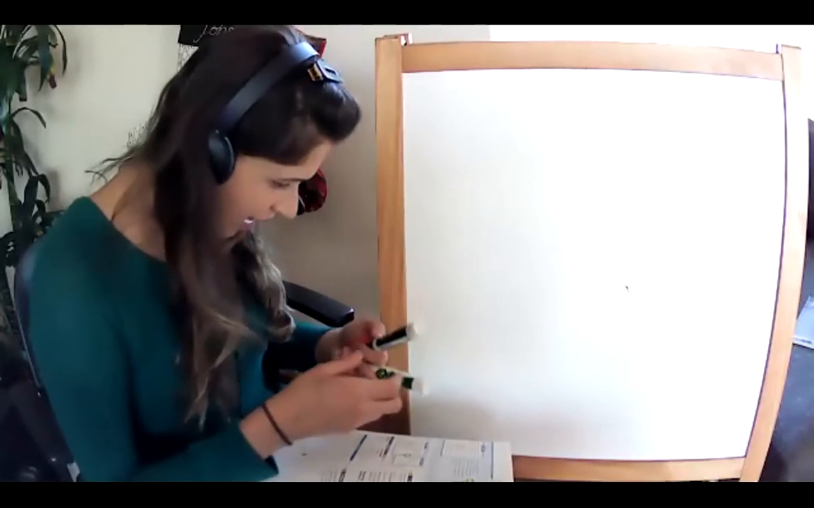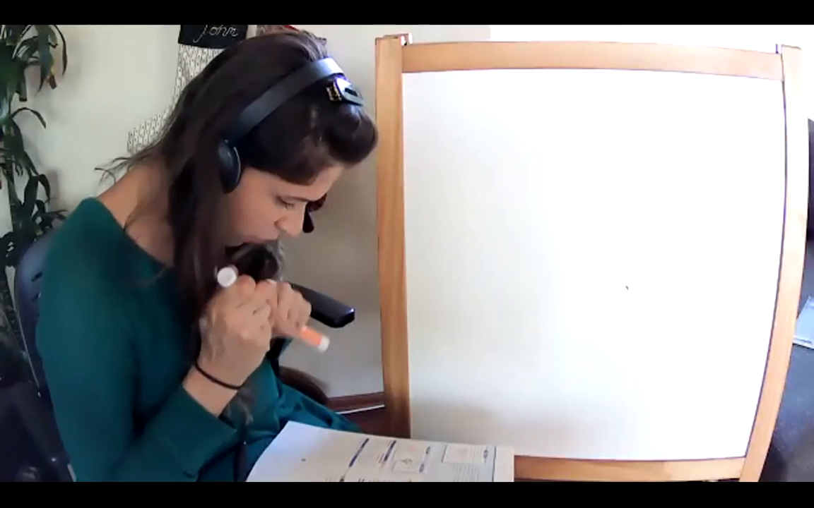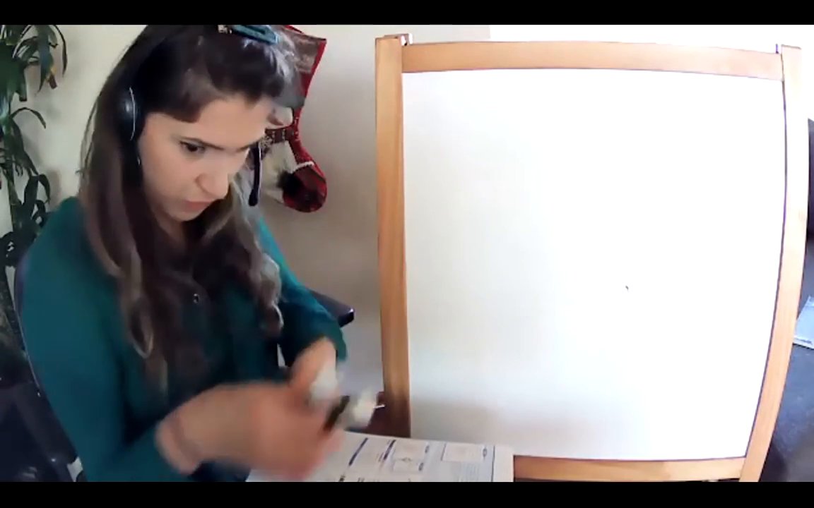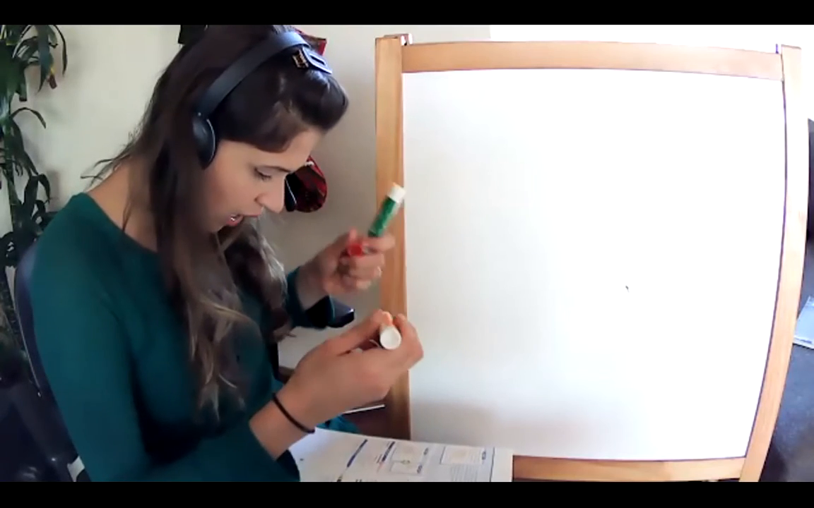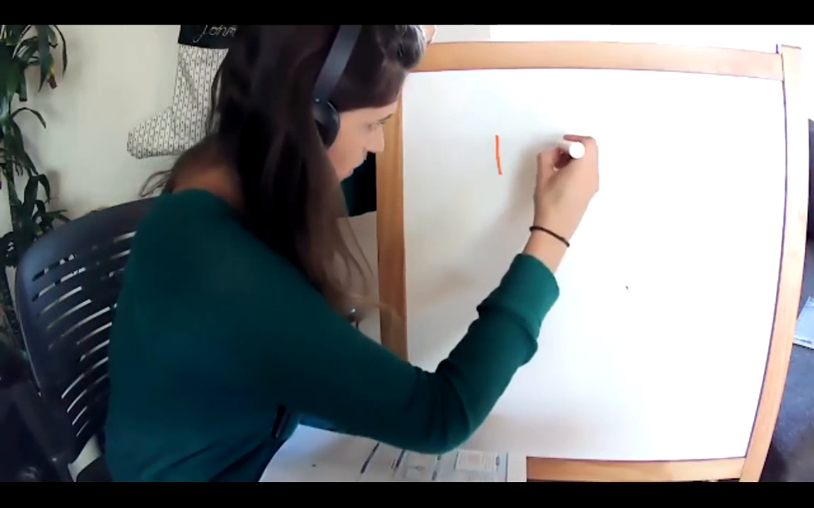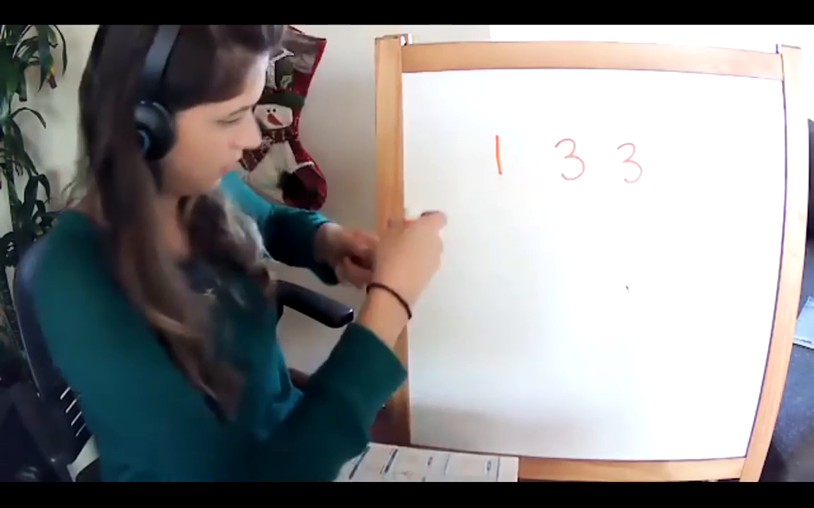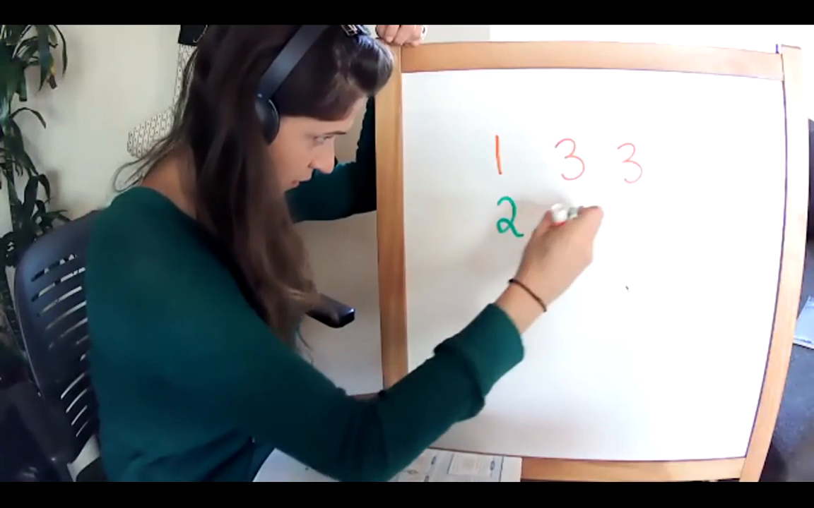Okay? All right. Now I wanted to try one that had 3 fractions. So let's see if I can draw this out for you. Let's look at number 14. 1/2 times 3/8 times 3/4. 1, 3, 3.